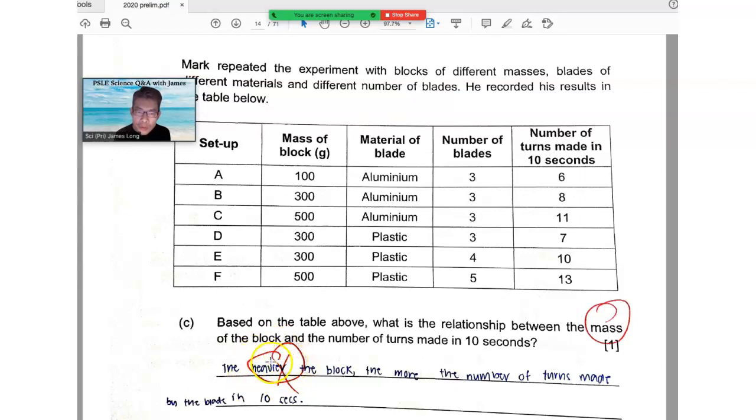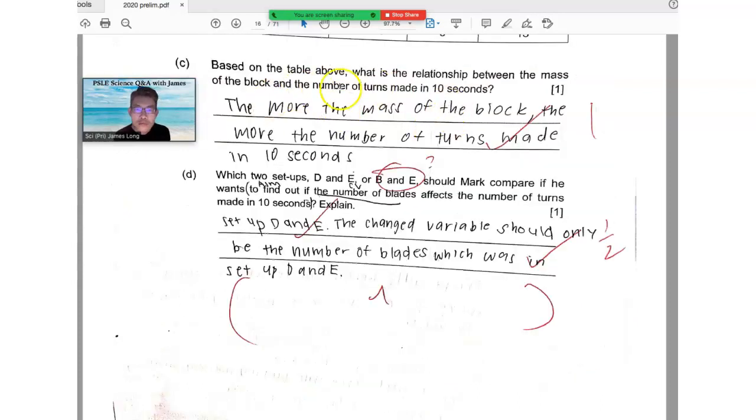So once you use the wrong word to describe this concept, I'll take it as you don't understand the idea of mass versus weight. So it's more straightforward to talk about the more the mass of the block, the more the number of turns made in 10 seconds, or the greater the mass of the block, the greater number of turns made by the blade in 10 seconds.